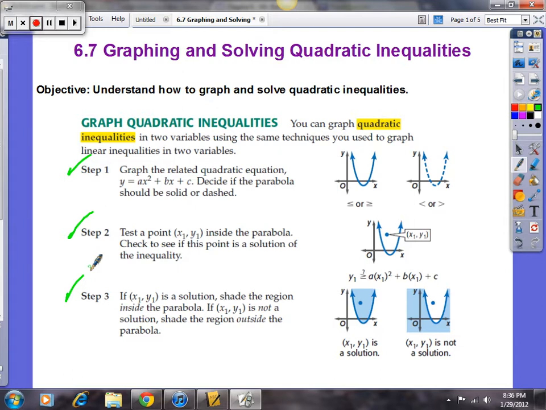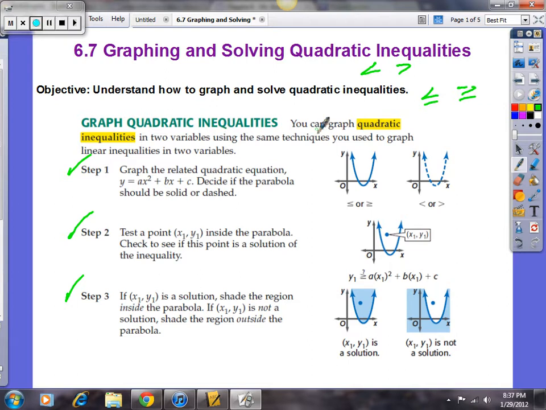And remember, with inequalities, they look like these: less than, greater than, less than or equal to, greater than or equal to. And so you're going to have to figure out if it's going to be a dotted line or a solid line, and then shading, if that brings back some memories. Alright, so graph quadratic inequalities.